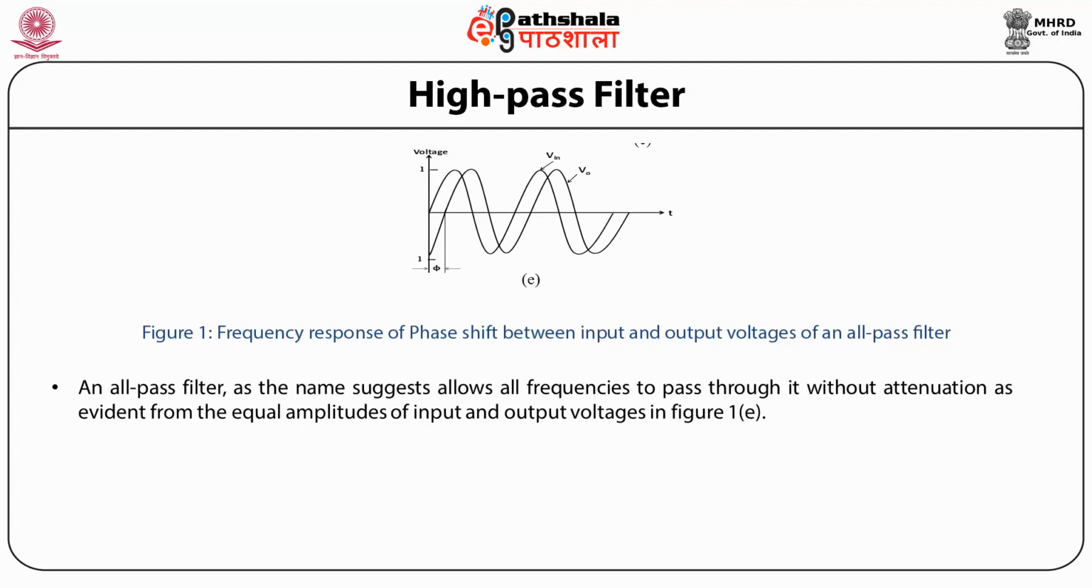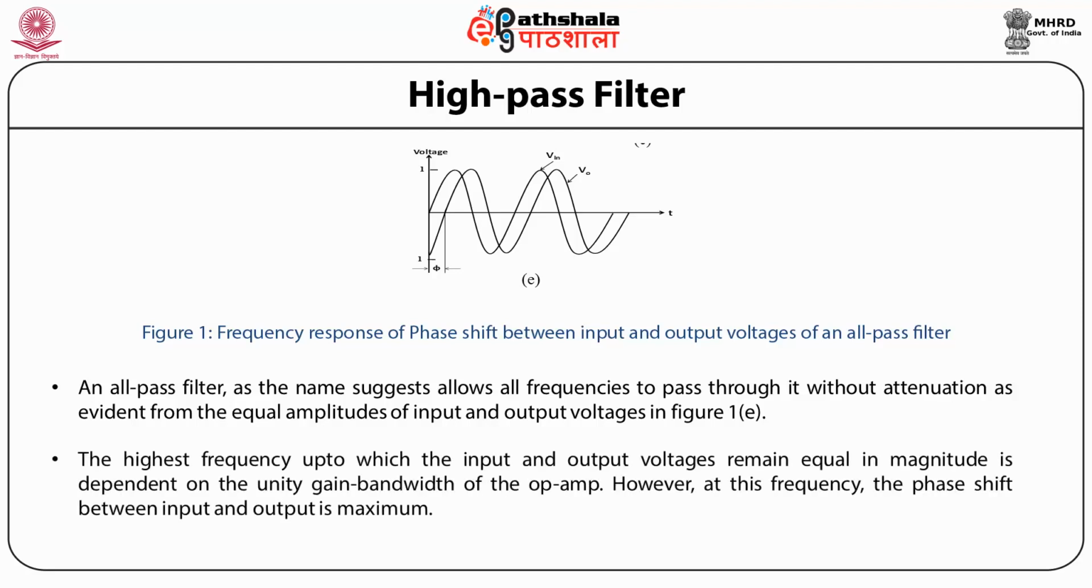An all-pass filter, as the name suggests, allows all frequencies to pass through it without attenuation, as evident from the equal amplitudes of input and output voltages in the figure. There is a phase shift between the input and output signals as a function of frequency. The highest frequency up to which the input and output voltages remain equal in magnitude is dependent on the unity gain bandwidth of the op-amp. However, at this frequency, the phase shift between input and output is maximum.